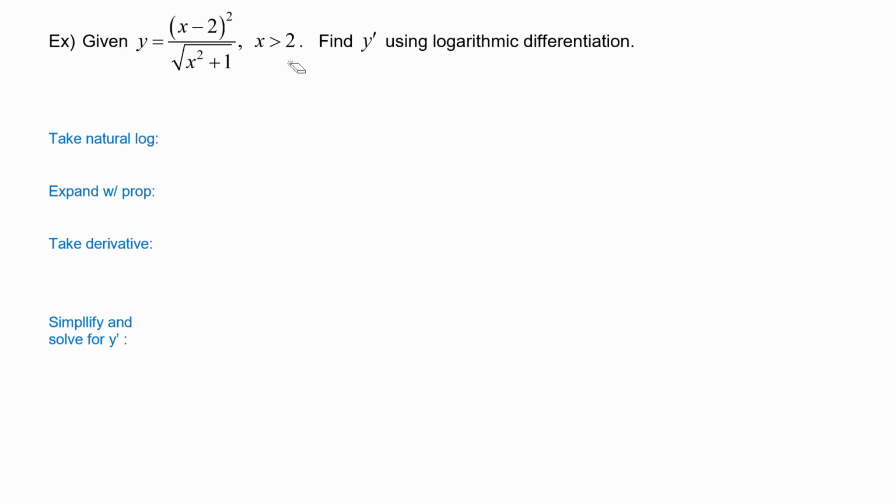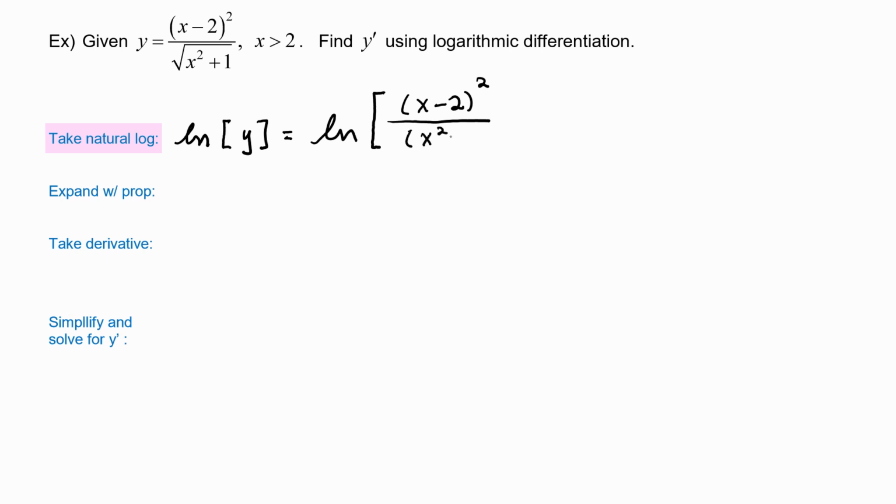The first step is to take the natural log of both sides. So the left-hand side becomes the natural log of y, and the right-hand side becomes the natural log of the quantity x minus 2 squared over the quantity x squared plus 1 to the 1/2 power. And again, I'm writing this using a fractional exponent in anticipation of what's coming up.